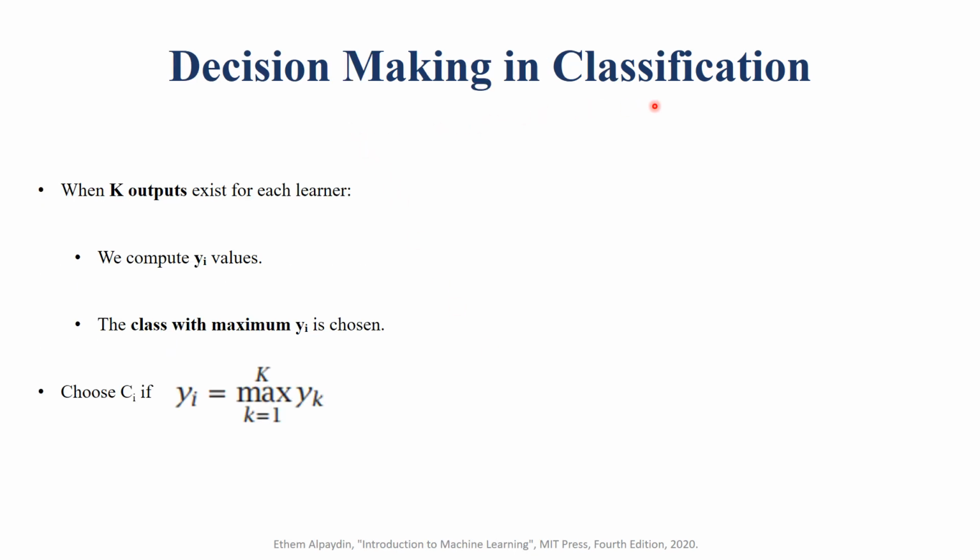How to make a decision in classification? When there are k outputs existing for each learner, we compute yi values. The class with the maximum yi is chosen. So we will be choosing a particular class if it is the maximum of the given yi values, where k represents the outputs for each learner.